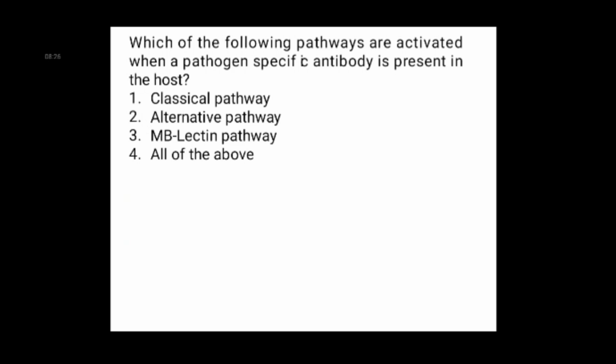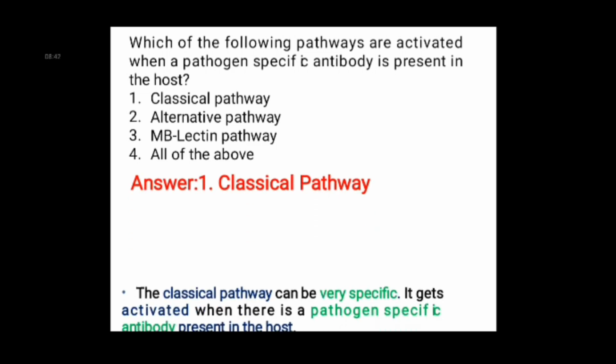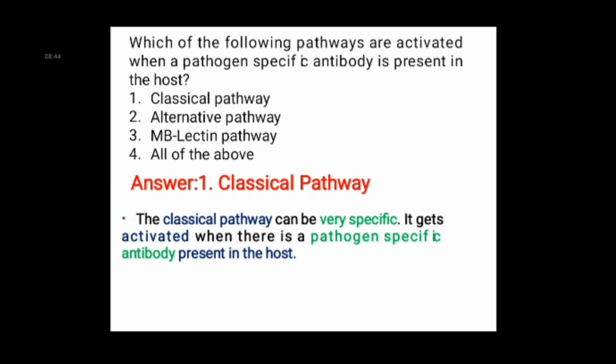Next, which of the following pathways are activated when a pathogen-specific antibody is present in the host? Option 1 classical pathway, option 2 alternative pathway, option 3 MB lectin pathway, option 4 all of the above. And the correct answer is option 1 classical pathway. The classical pathway can be very specific. It gets activated when there is a pathogen-specific antibody present in the host.